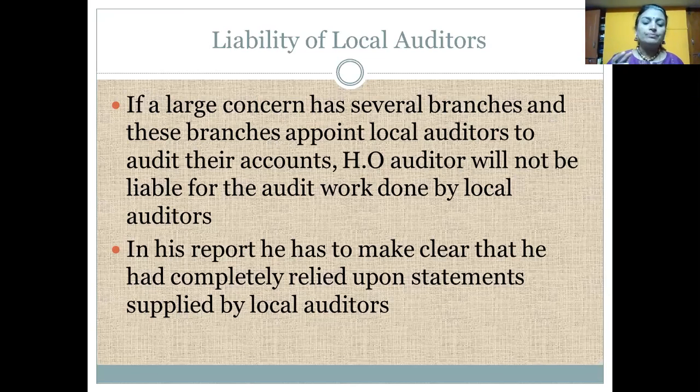In his report, the head office auditor has to make clear that he has relied upon statements supplied by local auditors. First, all the local auditors will undertake the work. They will send their reports to the head office, and the head office auditor will undertake the auditing work by looking into these local reports. So in his report, he mentions clearly that he is relying upon the audit work done by the local auditors. Therefore, what is the local auditor's liability?